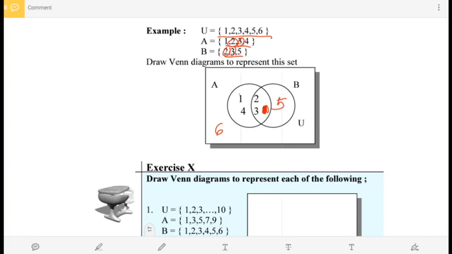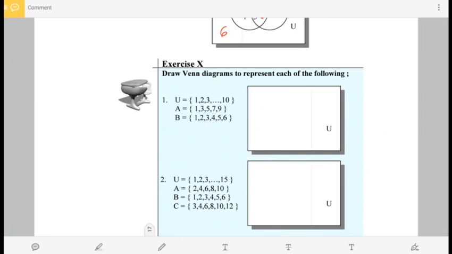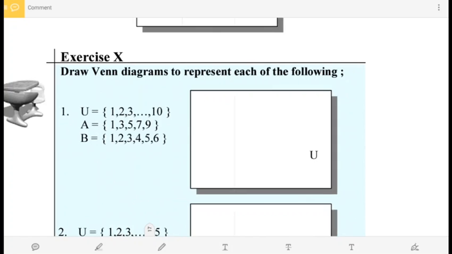Now, for the exercises that I assigned to you, let's have exercise 10. Make it bigger, sorry. Here we have to represent the sets using a Venn diagram. The universal set is the rectangle and its elements are 1 to 10. As I told you, first you need to check whether A and B are disjoint or not.